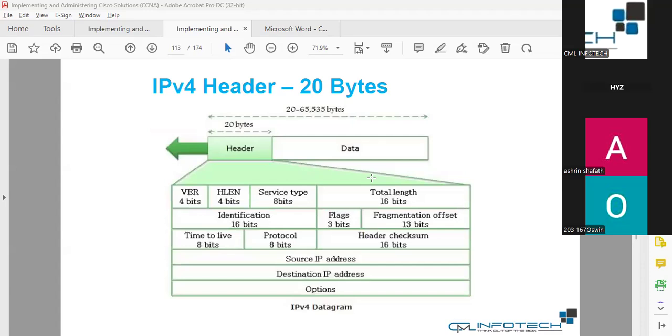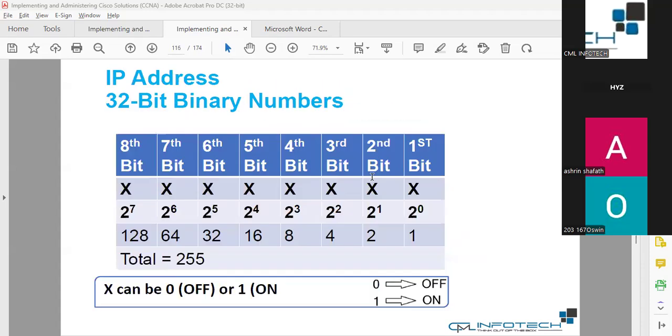Here you can see in detail about it. This is what we're going to discuss. 2 raised to 0 is 1, then 2, then 4, then 8, then 16, which is 2 raised to the 4, then 64, 128. When you have 2 raised to 6, this is called 64. And this could be any combination, 0 or 1.